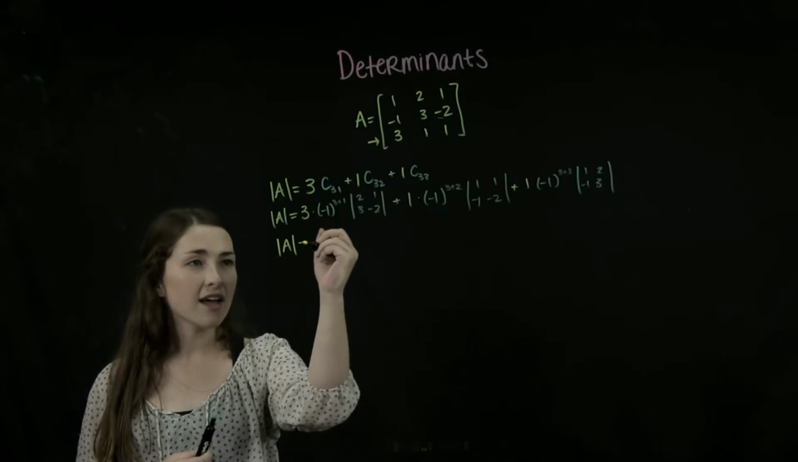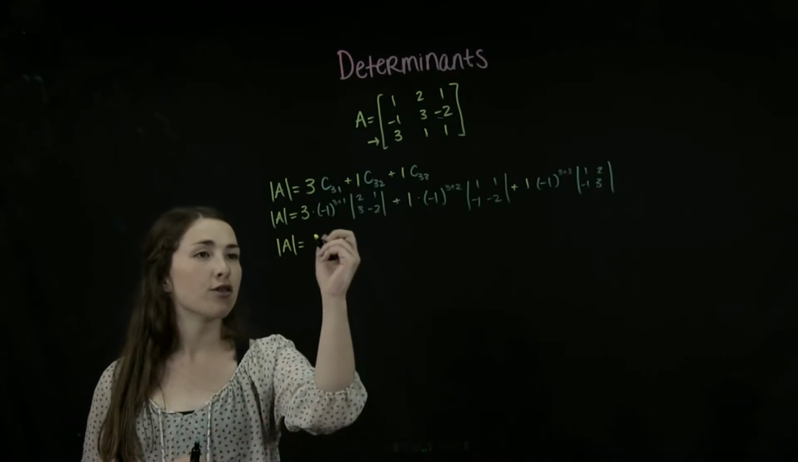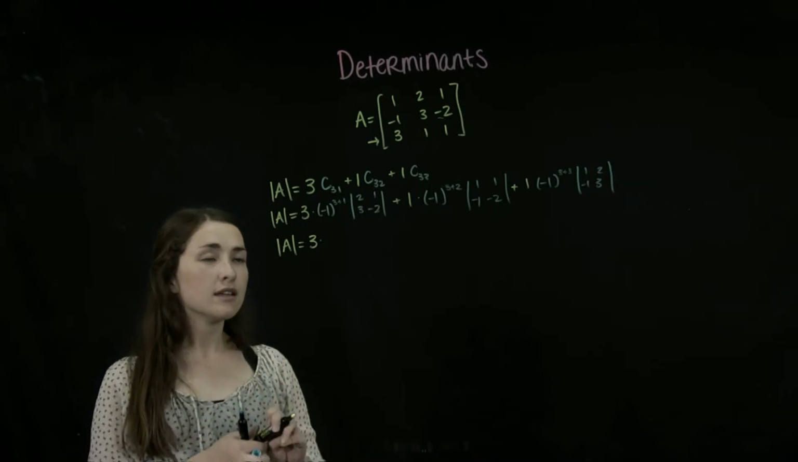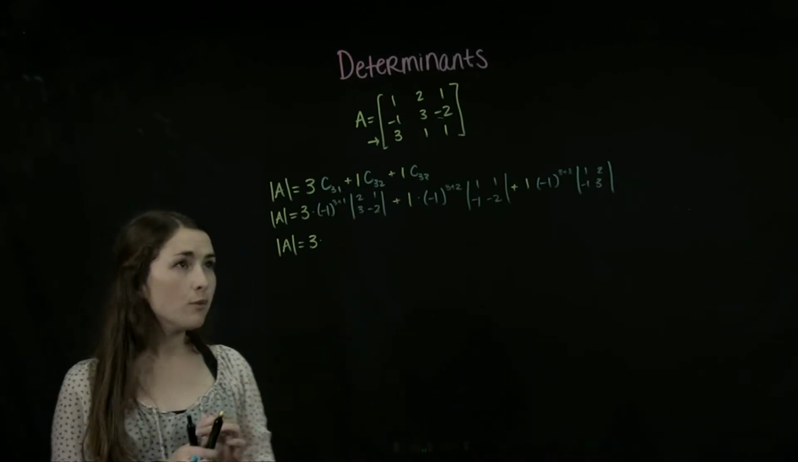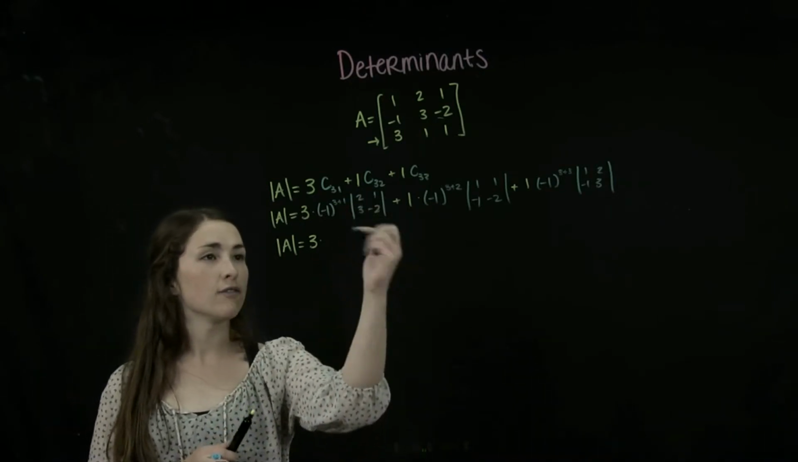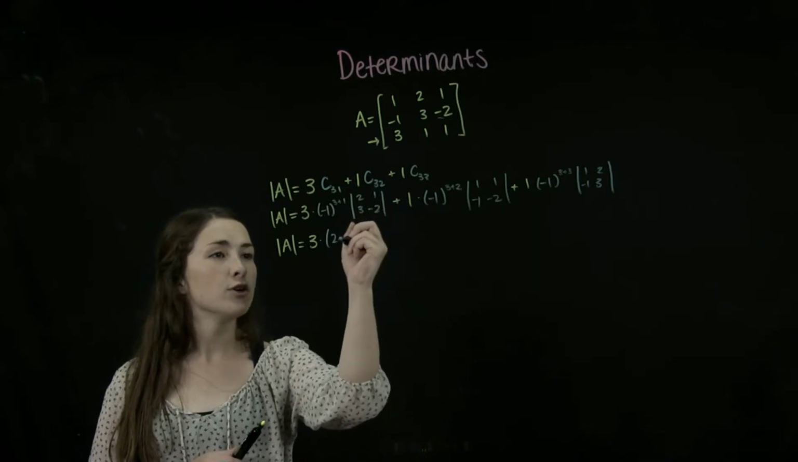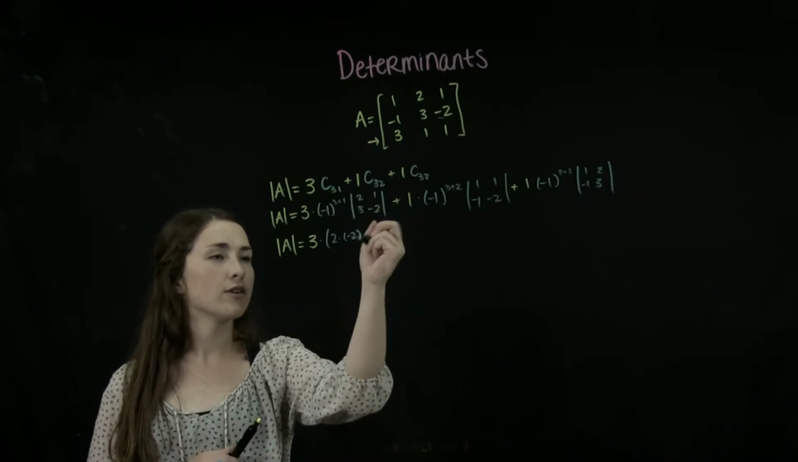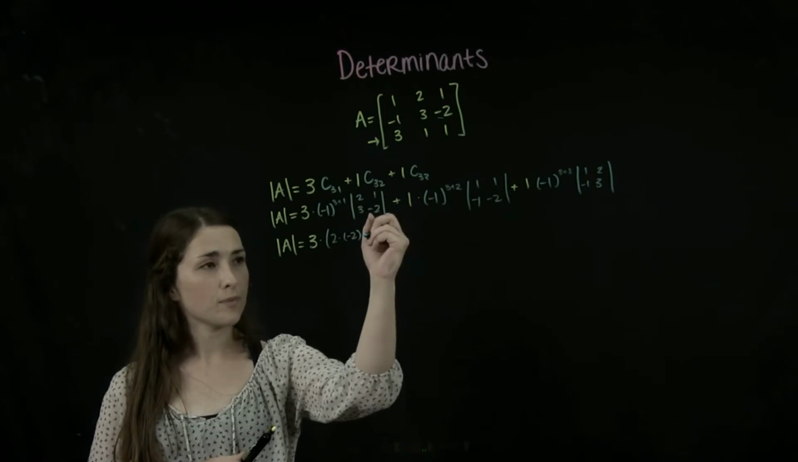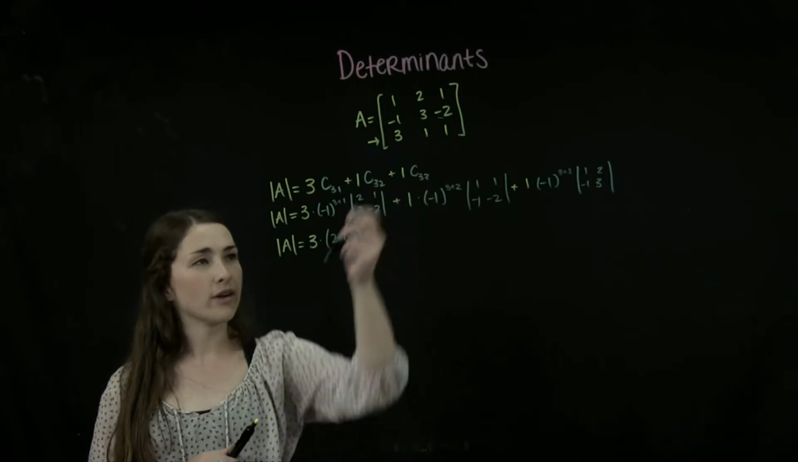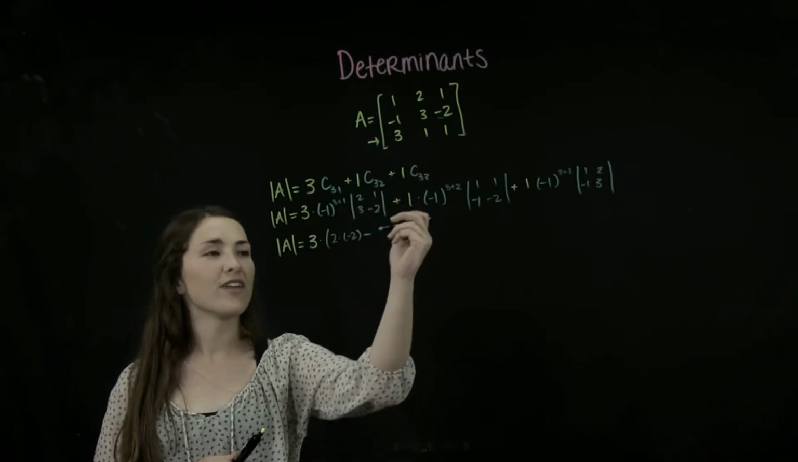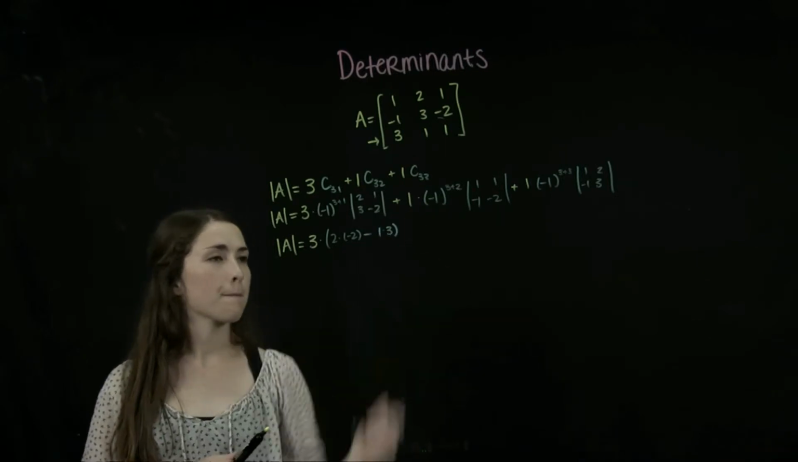Our determinant of A is equal to 3 times negative 1 raised to the 4th power, which is just going to be 1, so we just need to take the determinant of this. We're going to have 2 times negative 2, the diagonal going down that way, minus the product going down the other way. So we have 1 times 3.